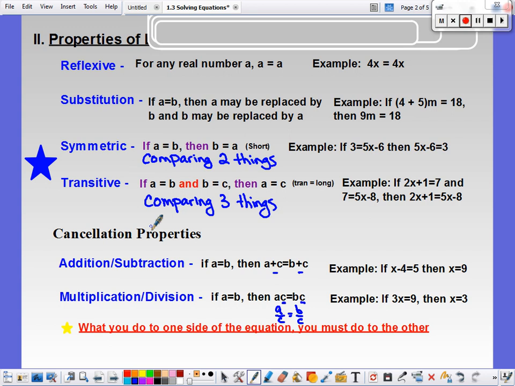The way to remember this one, you can see I have a star around this. What do you do to one side of the equation? You must do the other. Most of you already know that, but there's a property that allows us to do that, and that's key in math. Anytime you do something in math, it better be backed by a property. In this case, we got the cancellation properties that say, let's keep these equations balanced by simply doing whatever you do to one side, you got to do the other.